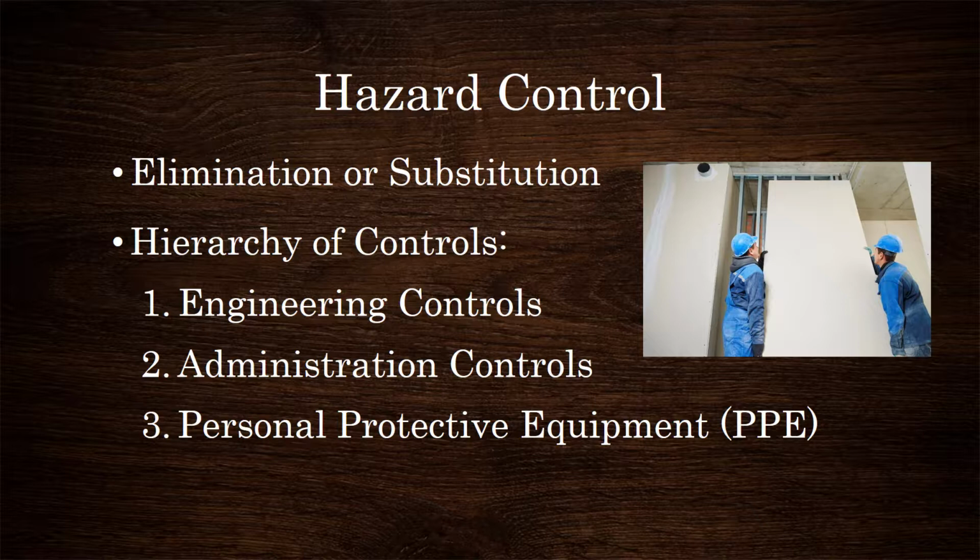When it is not possible to eliminate a hazard, you should apply the following hierarchy of controls. First, engineering controls. Second, administrative controls. And third, personal protective equipment. Engineering controls are physical changes made to the work area or process that effectively minimize a worker's exposure to hazards. An example of an engineering control would be adding a guardrail to an elevated work platform.